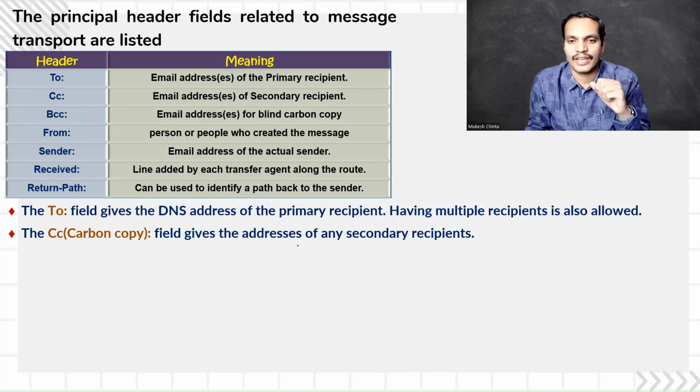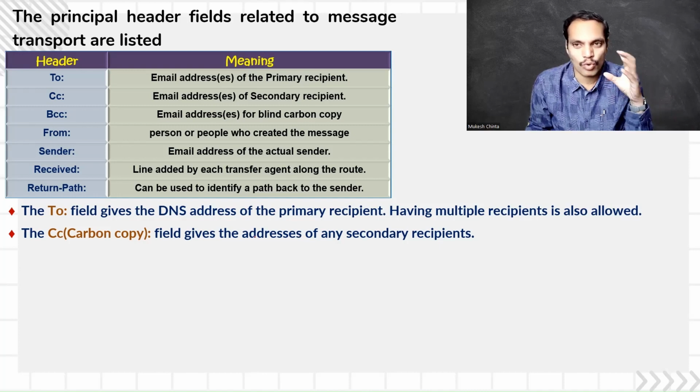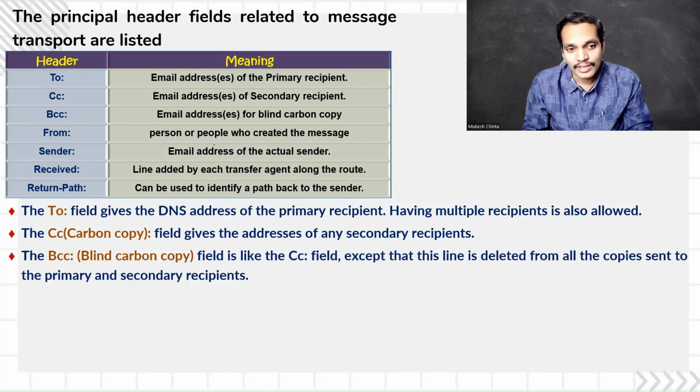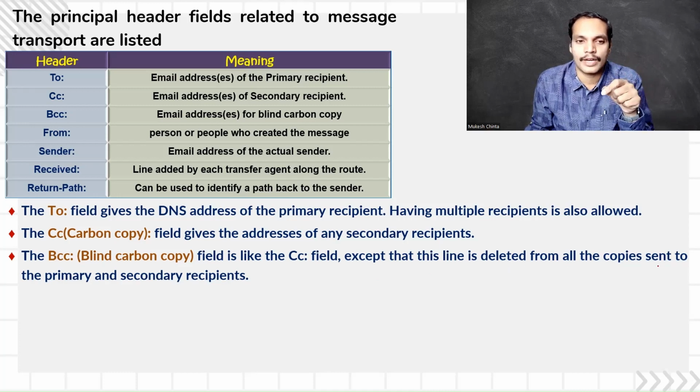Next comes the carbon copy. It gives the addresses of any secondary recipients. From the perspective of an email system, there is no differentiation between this to field and CC field. The emails just get transmitted to both. Whereas a third one, which we call a blind carbon copy, is exactly the same as the carbon copy field, except that this line is deleted from all the copies sent to the primary and secondary recipients.